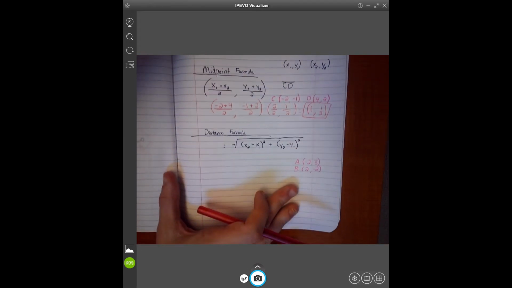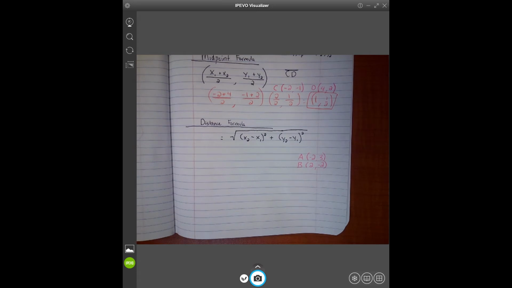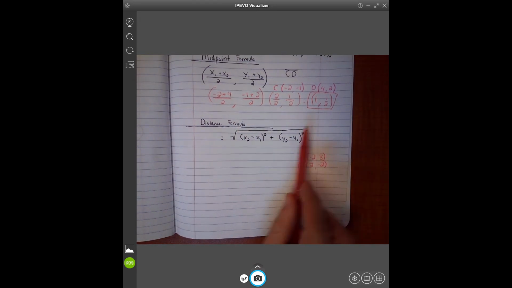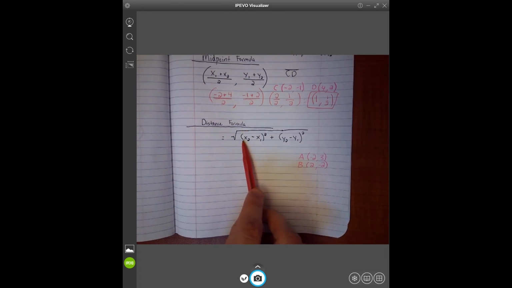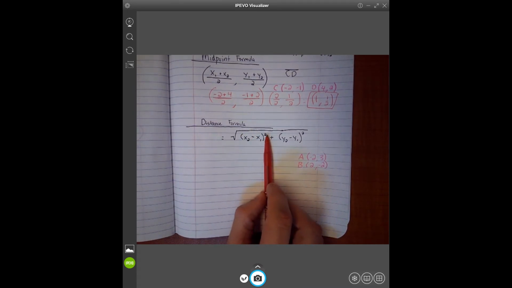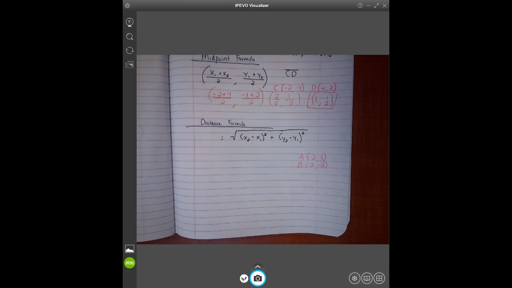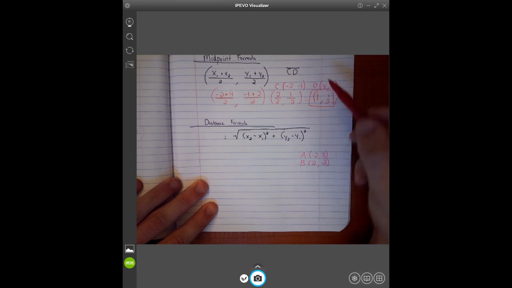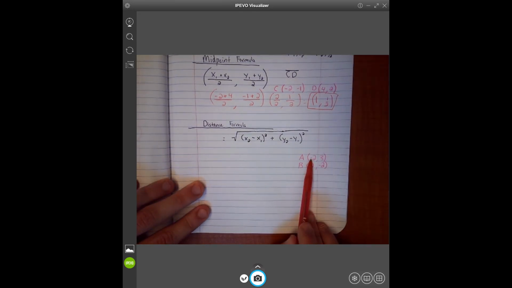On the flip side, this one looks a lot more confusing, but again, it's just a matter of taking those steps. The square root of x2 minus x1 in parentheses, so we got to solve that first, squared plus y2 minus y1 squared. And basically all this is saying is it's solving the Pythagorean theorem, a squared plus b squared equals c squared in a formula. So here we got, again, that's our first x. This is our second x, first y, second y. So we're just going to plug those up in here.